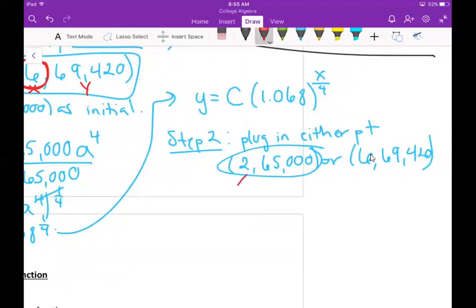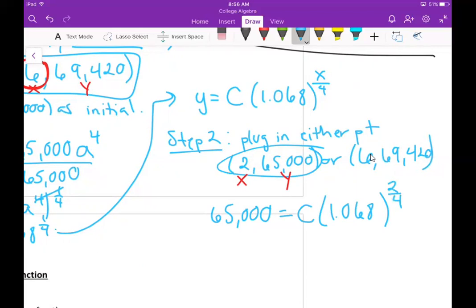So my X is going to be 2 and my Y is going to be 65,000. So 65,000 equals, C is what I'm looking for, 1.068 to the 2/4 power.